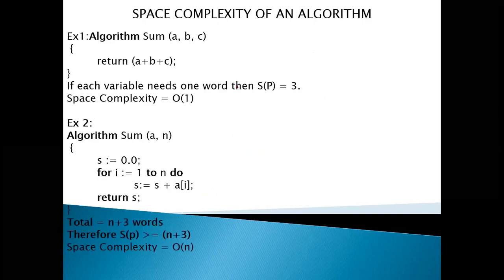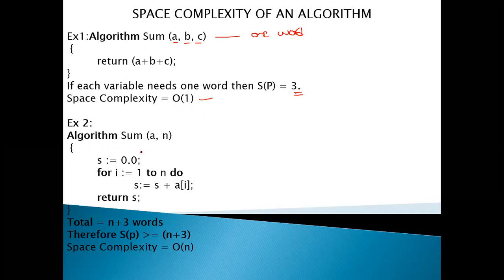This is one example to calculate the space complexity. This algorithm requires three variables. Each variable requires one word to store. Here three variables are there, that's why space complexity SP is equal to 3. Any constant is represented as order of 1, which will be learned in upcoming sessions.